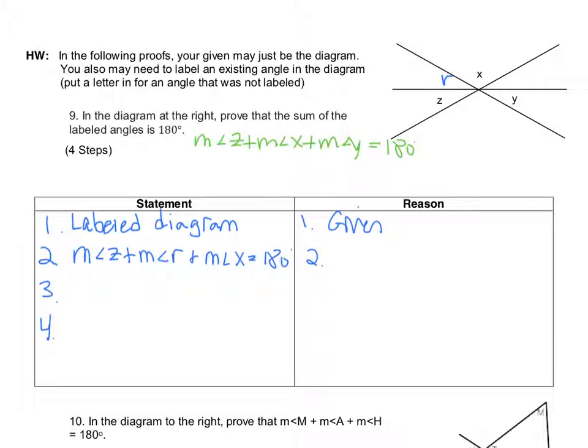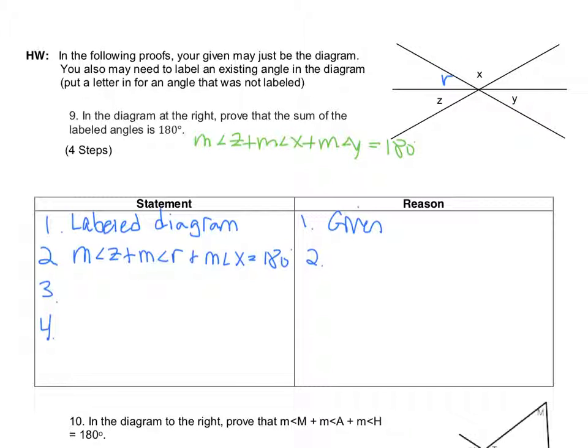Hello again. This is a nice short proof. In this proof, we were given the diagram with intersecting lines and angles X, Z, and Y already labeled. It says the following proofs, or proof you're given may just be the diagram. You also may need to label an existing angle. I labeled this one R because I figured I might need to use vertical angles.